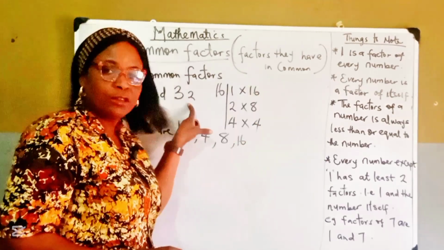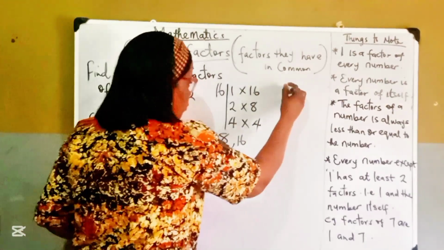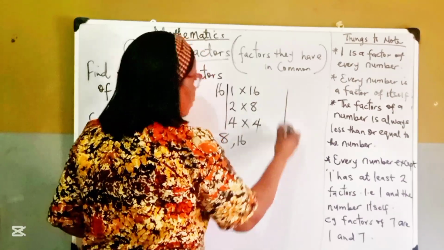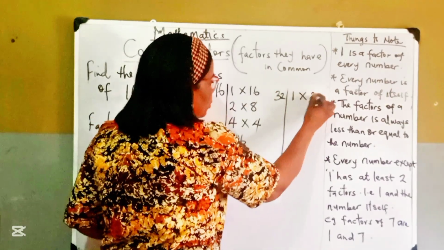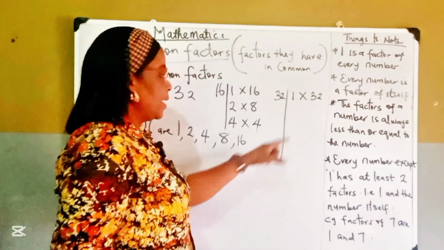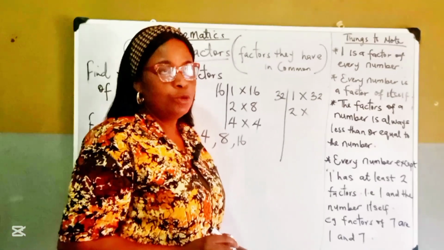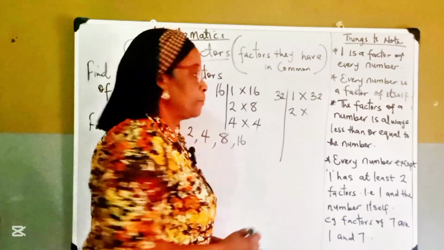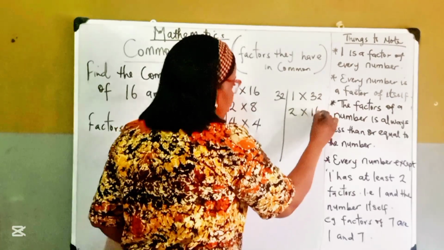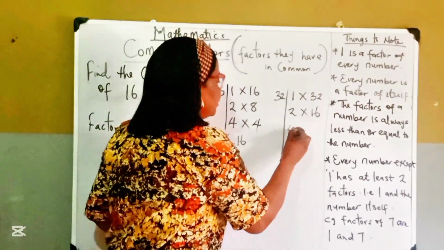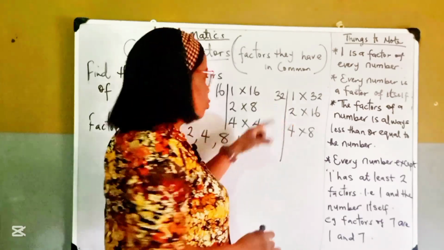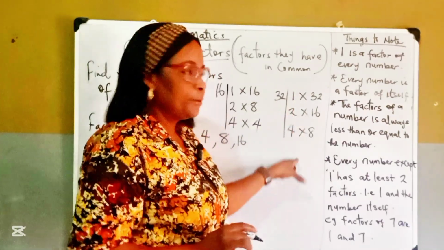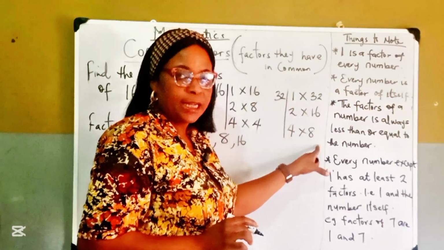Let us find the factors of 32. 1 times what will give you the number 32? 1 times 32. 2 multiplied by 16 will give you the number 32. 4 times 8 will give you the number 32. So we are going to bring out the factors of 32.